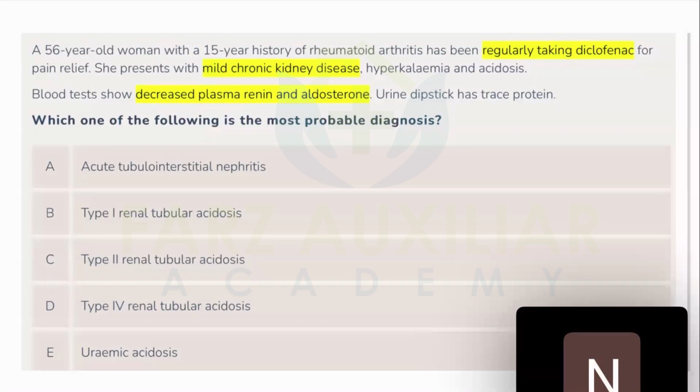Obviously, here they have told us that there is hyperkalemia, so it shows D. There is decreased plasma renin and aldosterone also. So it is type 4, even if they have not mentioned it, because hyperkalemia occurs only in type 4. Type 1 and type 2 both have hypokalemia. So hyperkalemia means type 4 renal tubular acidosis. Among the renal tubular acidoses, hyperkalemia occurs only in type 4, right? Yes, sir. Everybody knew that, right?